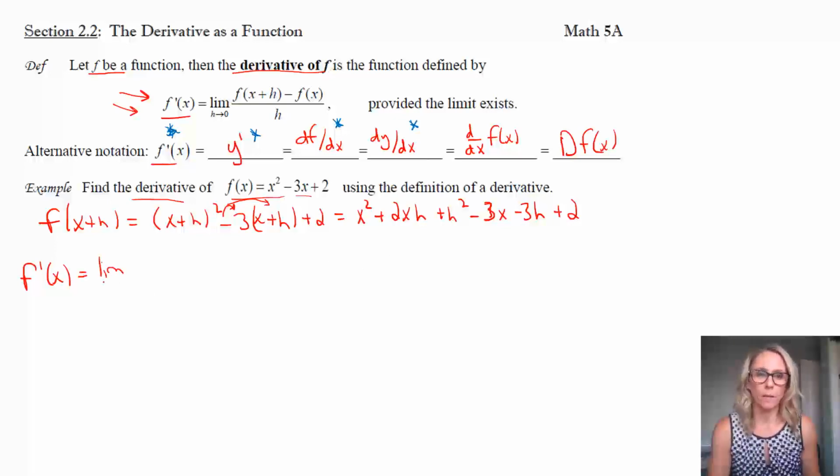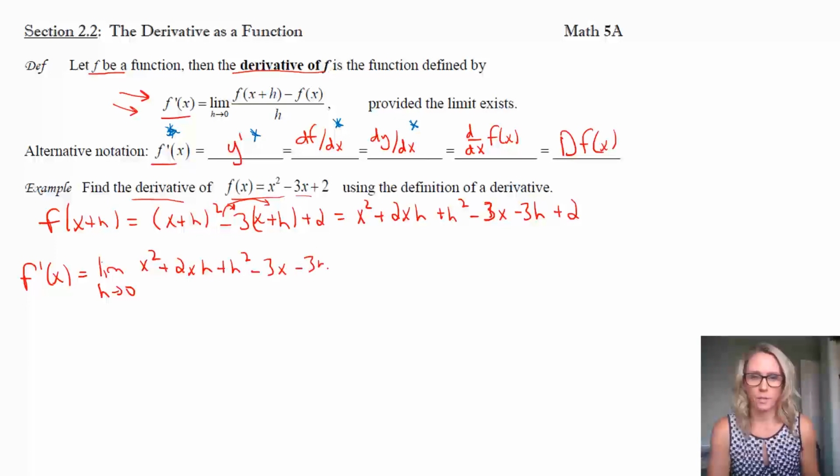So I have limit as h goes to 0. You're always going to see this. And then I can put what I just found, which is x squared plus 2xh plus h squared minus 3x minus 3h plus 2. But I'm not done because that's just this top piece right here.